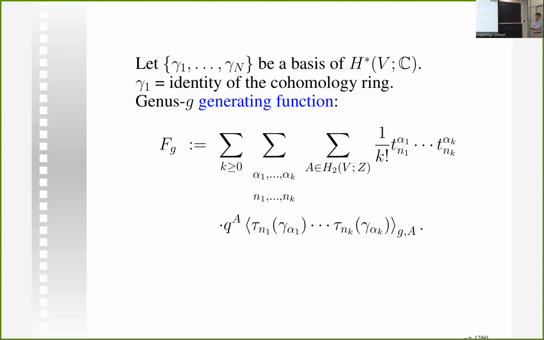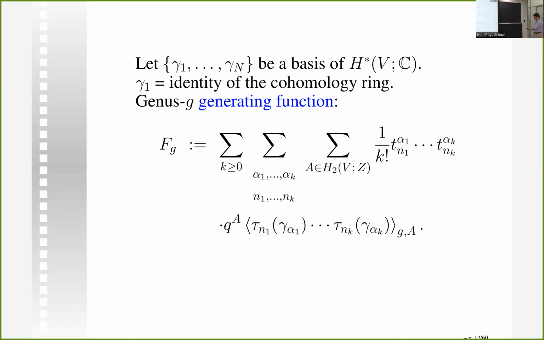We also study the generating functions, as we heard in the first talk in the morning. To define this function, we have to fix a basis of the space of cohomology classes, gamma 1 to gamma n. Usually we take the first cohomology class to be the identity of the usual cohomology ring of the manifold. Then we can define the genus g generating function to be a formal power series whose coefficients are given by these descendant Gromov-Witten invariants. It also depends on infinitely many parameters t and alpha.